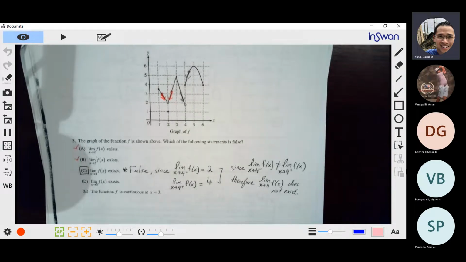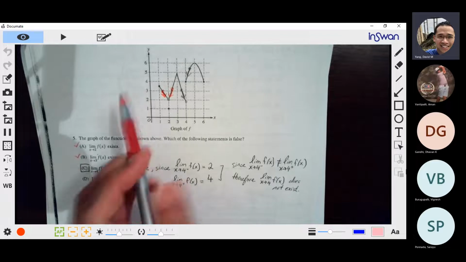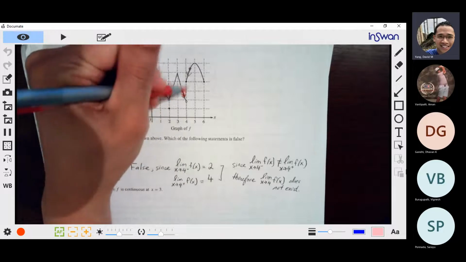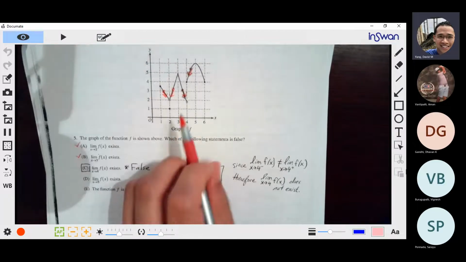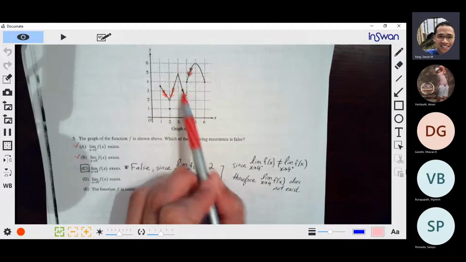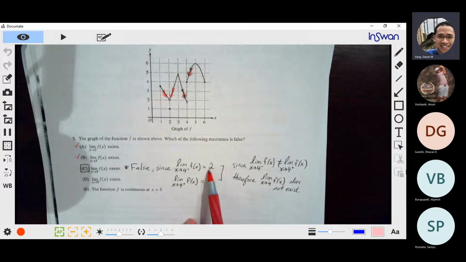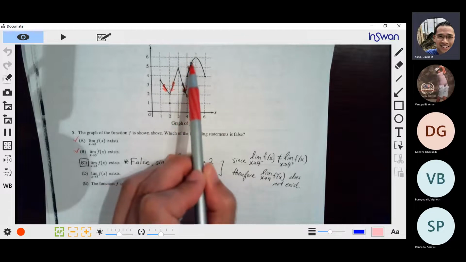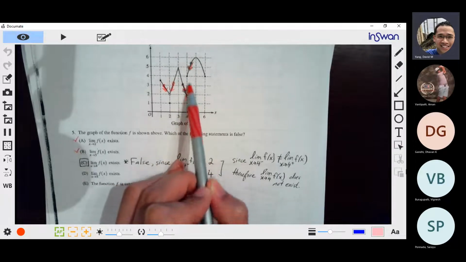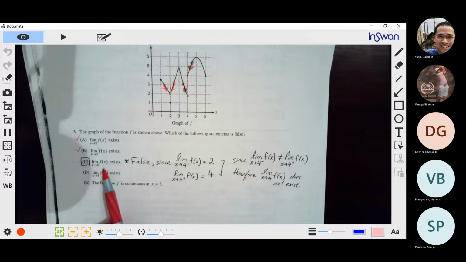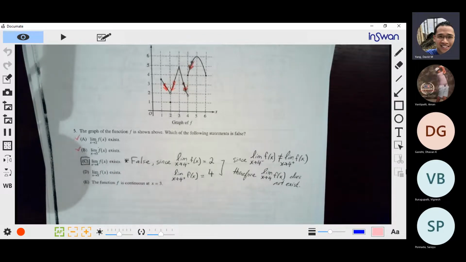Answer choice C, limit as x approaches 4. So here's the issue. If I pick points on either side of 4 and I try to move towards 4 along the path of the graph, I see that the graph is not moving towards the same y value, right? If we're approaching 4 from the left side, our y value is approaching 2. From the right side of 4, it's approaching 4. So the graphs are not moving towards the same destination. That's enough for us to say that the limit does not exist. The one-sided limits are not in agreement, so therefore the limit does not exist. So answer choice C is false.